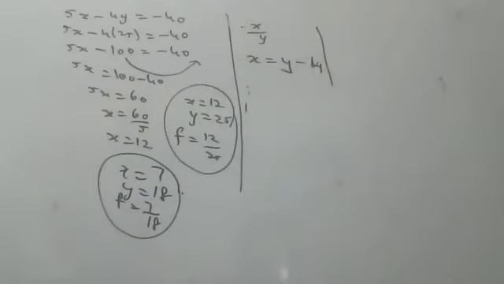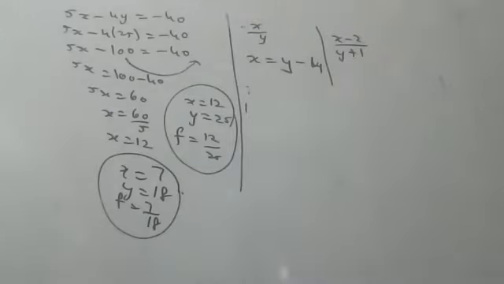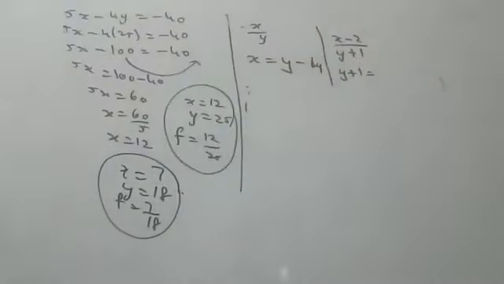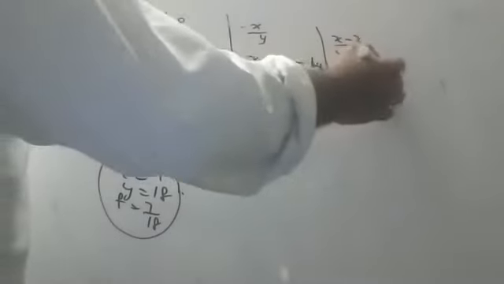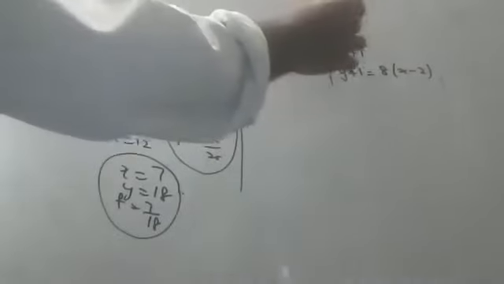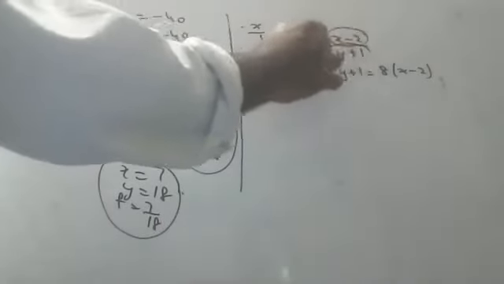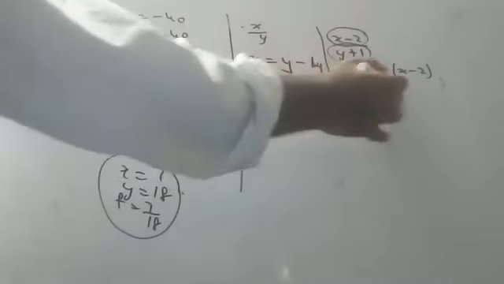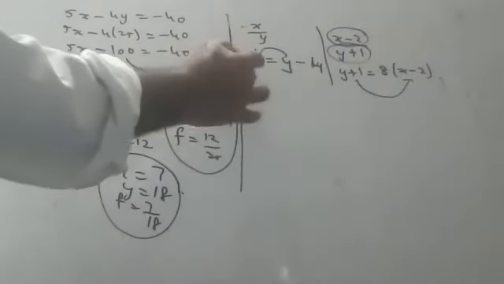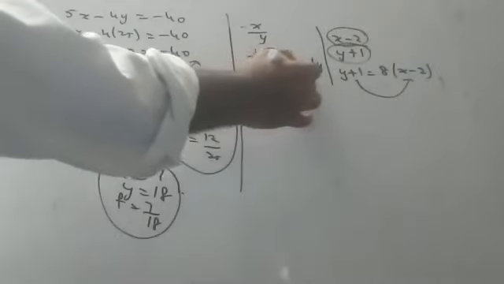What is the other condition? If the numerator is decreased by 2 and the denominator is increased by 1, then the denominator is 8 times the numerator, 8x. Yes, 8 times. Children, try to understand. After decreasing 2, after increasing 1, the denominator is 8 times the numerator. Now if it brings, what happens? x minus y is equal to minus 4.